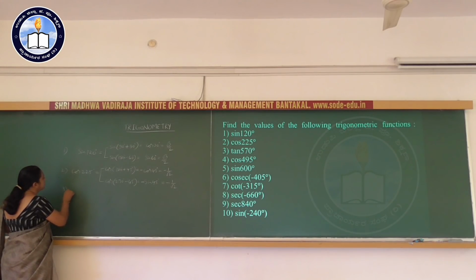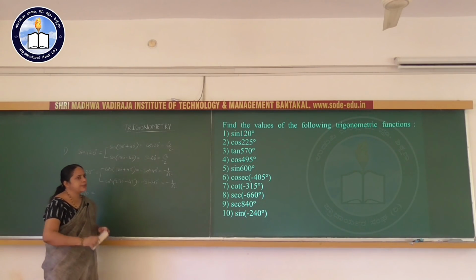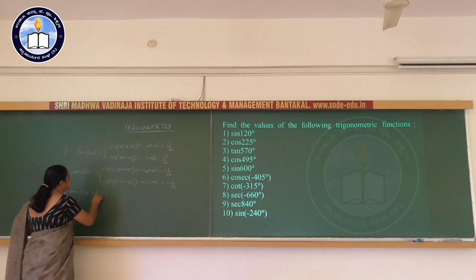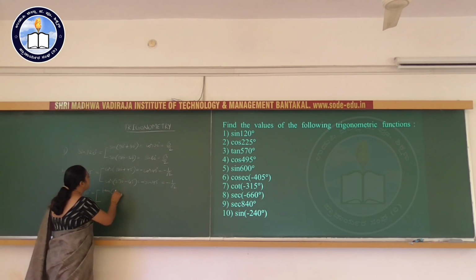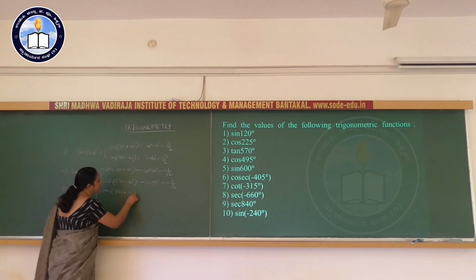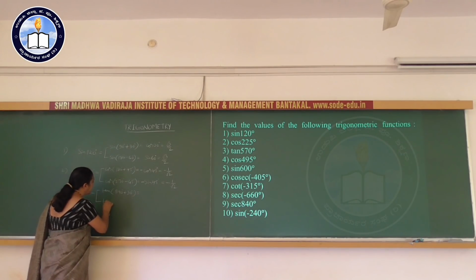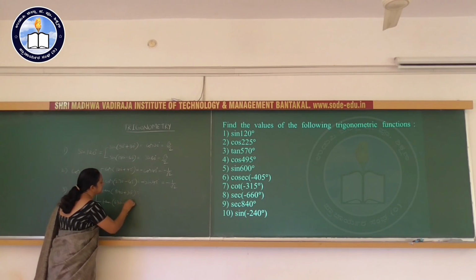Consider the third problem: tan 570 degrees. Here also you can write it in two different ways. You can write either tan (540 plus 30) or tan (630 minus 60).